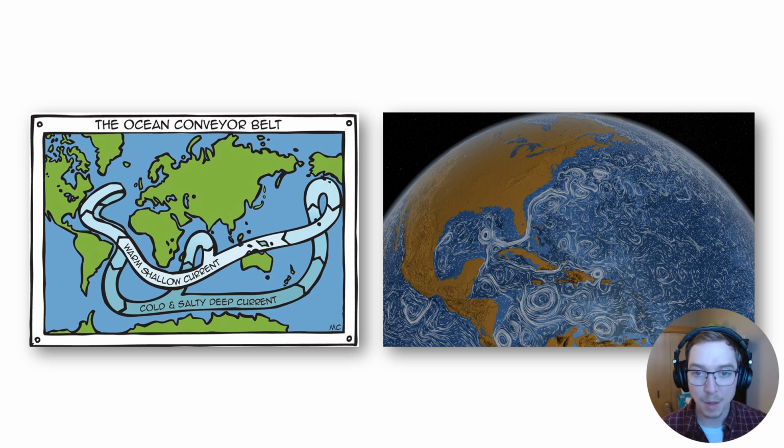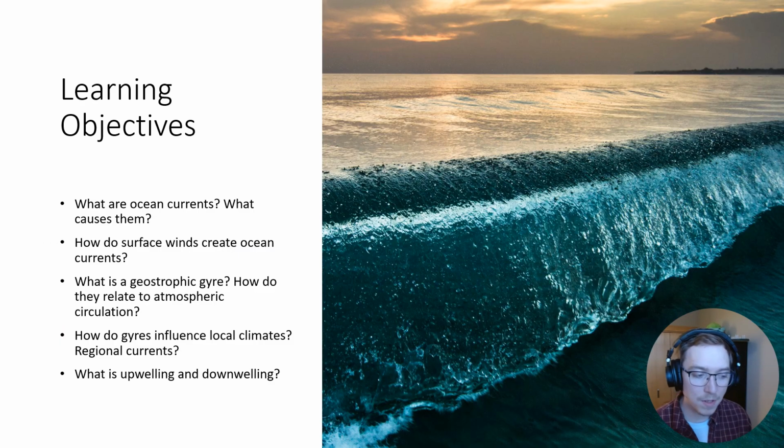And we can see in that picture on the right, just above my head there, just one of the many maps you can see showing local ocean currents. Here we're looking primarily at the Gulf Stream current, which is kind of running from the Gulf of Mexico under the panhandle of Florida, north along the east coast and off into the North Atlantic. So in this video, we're going to talk about what are ocean currents, what causes them, how do surface winds create ocean currents, what's a geostrophic gyre, and how do we relate them to ocean or atmospheric circulation, how do gyres influence local climates or regional currents, and then what is ocean upwelling and downwelling.